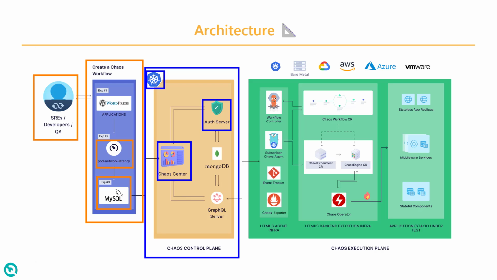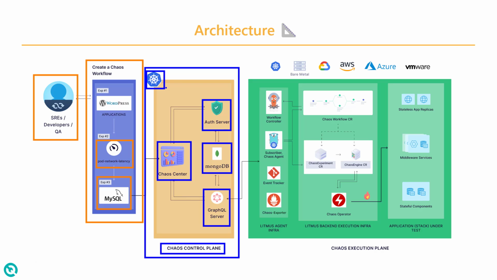Auth server for authentication purposes, MongoDB to store the data, and GraphQL server to interact with the chaos execution plane. So this Kubernetes cluster, the blue color rectangle, is the chaos control plane. The chaos control plane consists of these pods which will run on the Kubernetes cluster.